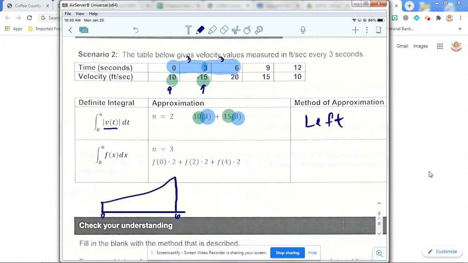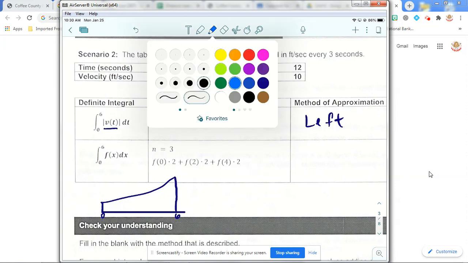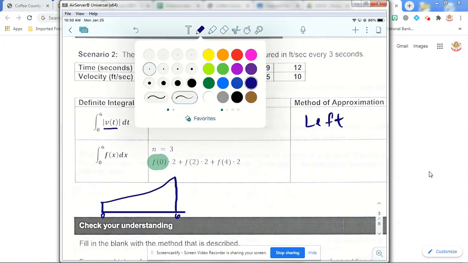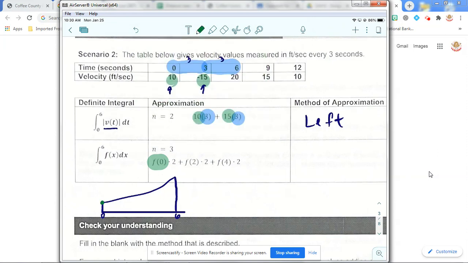All right, so the first part, we have f of 0. So that should represent the height. So f of 0 would be this point right here, the value of the function when x is 0.